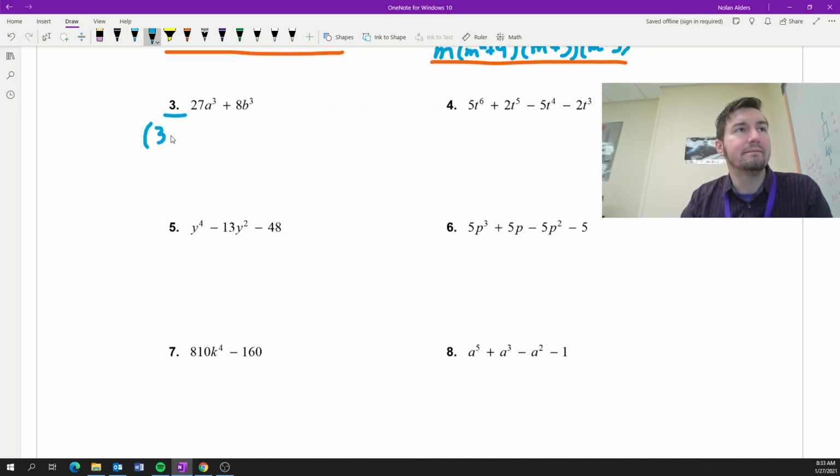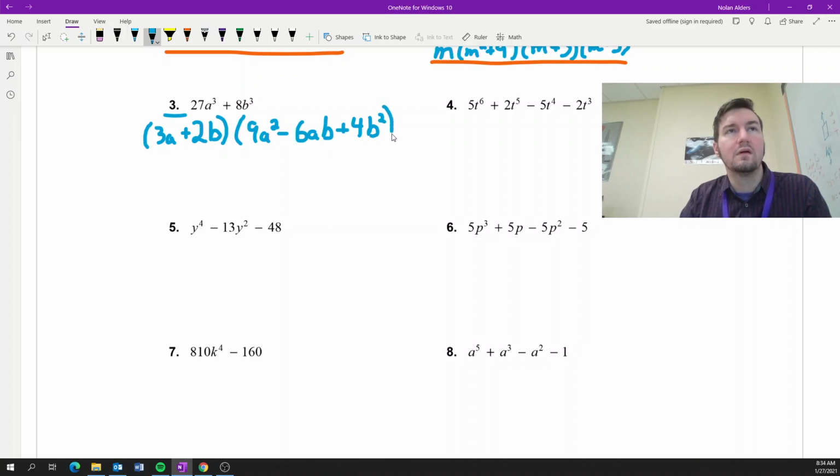So 3a plus 2b, and then times a squared, which is, let's see, that would be 9a squared minus, was it AB? So that's 3a times 2b, so that's 6ab. And I'm just getting this from the pattern. And then plus b squared, right? So 2b squared is 4b squared. And I think that that's as much as we can factor this one.